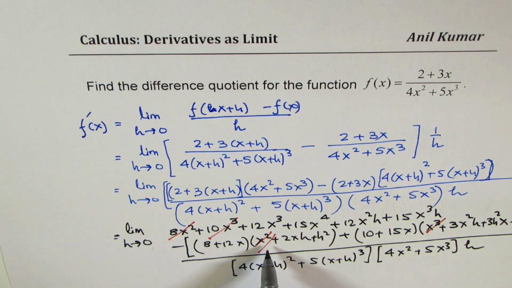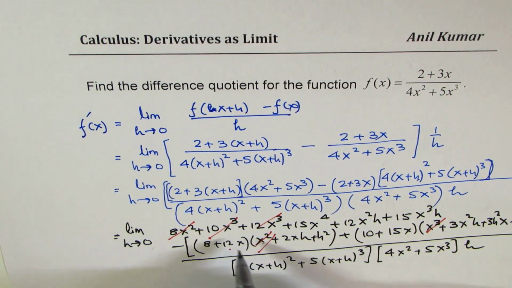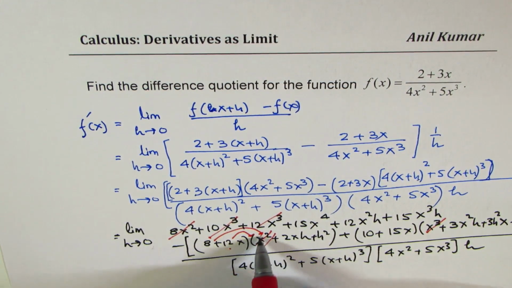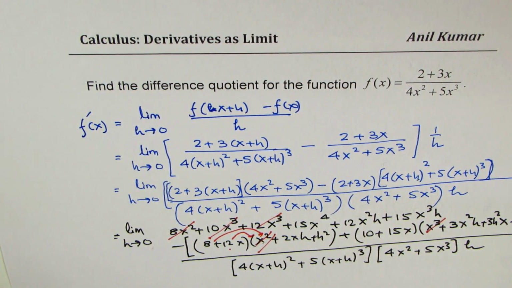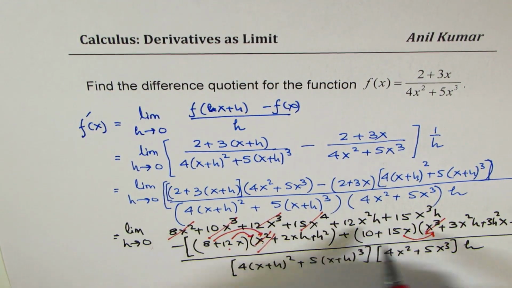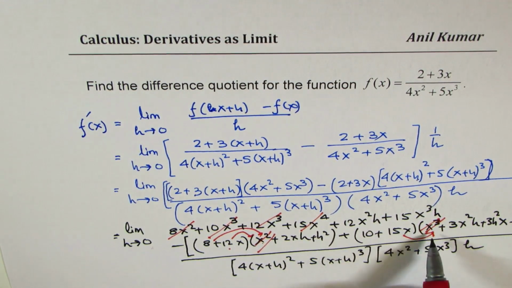So that's not a good idea. I guess I should expand it, but if you understand, it's good enough, right? So we cancel 12x cubed, right? 12 times x squared two times, because this gets multiplied with both of them. Perfect. Now the next term here is 15x to the power of 4, so 15 could get multiplied with this also, so we get 15x to the power of 4. So that is why I'm cancelling it twice. I hope that's clear, right?